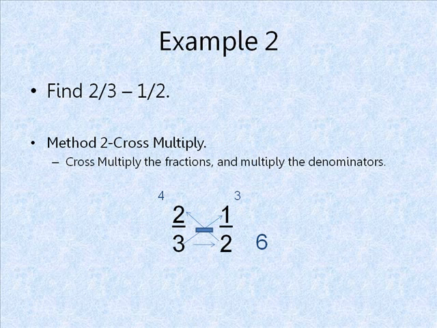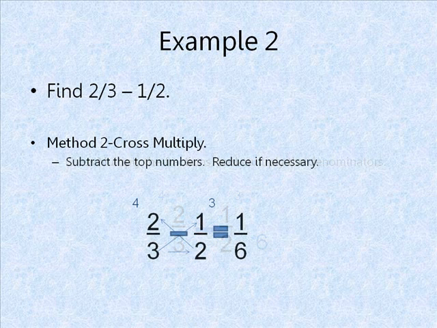Now we're going to try this the other method, using cross multiplication. I go with 2 times 2 from corner to corner, and I get 4. My other corner to corner problem is 3 times 1, which gets me 3. To find out my denominator, I multiply straight across on the bottom numbers. 3 times 2 is 6. Now I simply subtract those 2 numbers I made. 4 take away 3 is 1. My answer is 1/6.